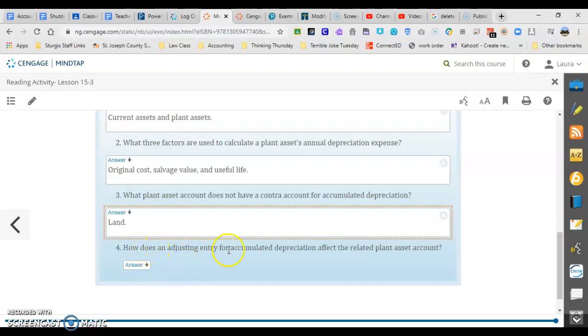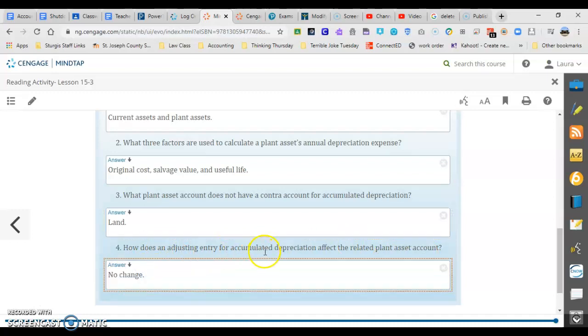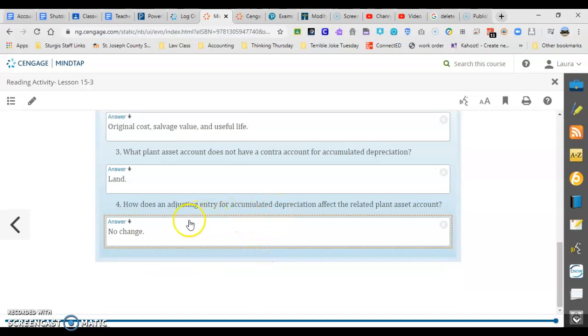How does an adjusting entry for accumulated depreciation affect the related plant asset account? It won't change, for instance, your store equipment account, the actual asset account, not until you sell it. You're just counting it as a depreciation expense.